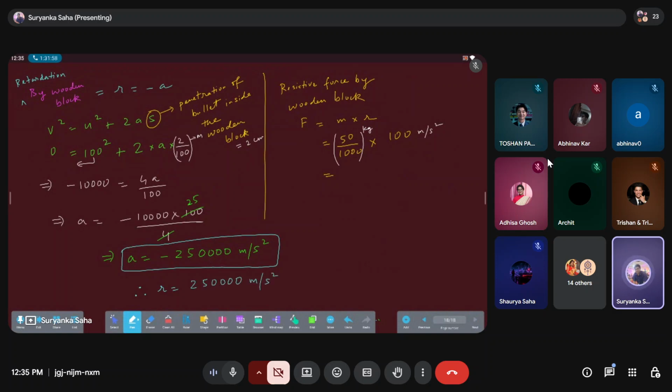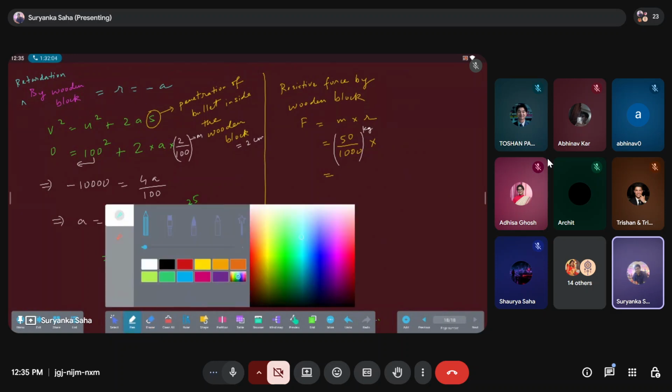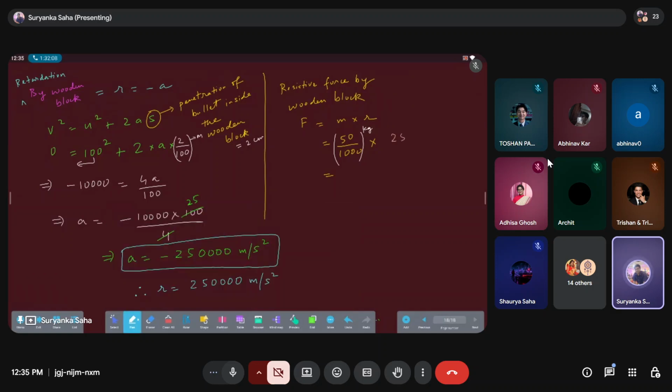So we are going to put retardation value over here. So this value will be, let me write it down, this value will be 251,234. Okay, so 3 zeros are cancelled. So 25 into 5, 125. Okay, cancel 3 zeros, 1 2 3, 1 2 3. So it will be 125 into double zero. This much of Newton. This is force.